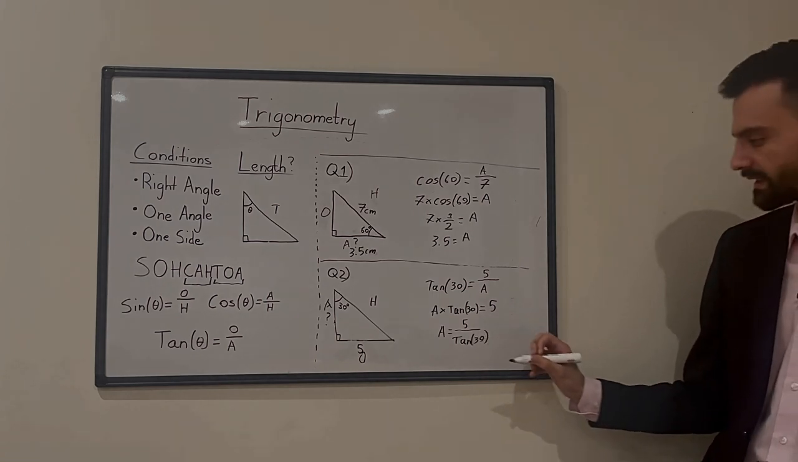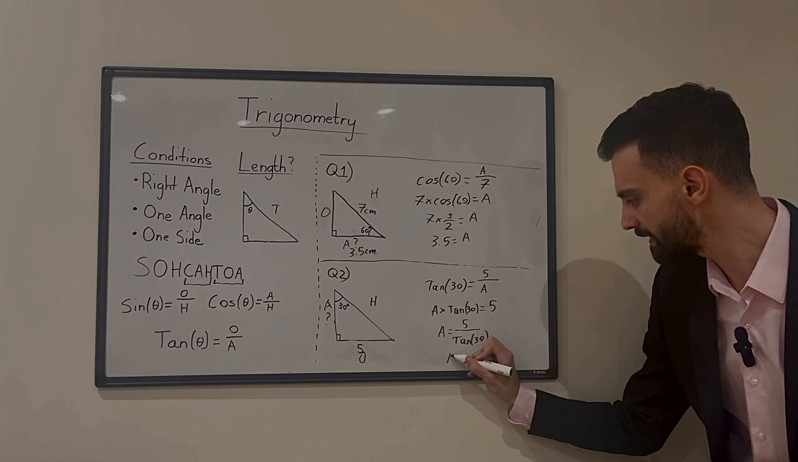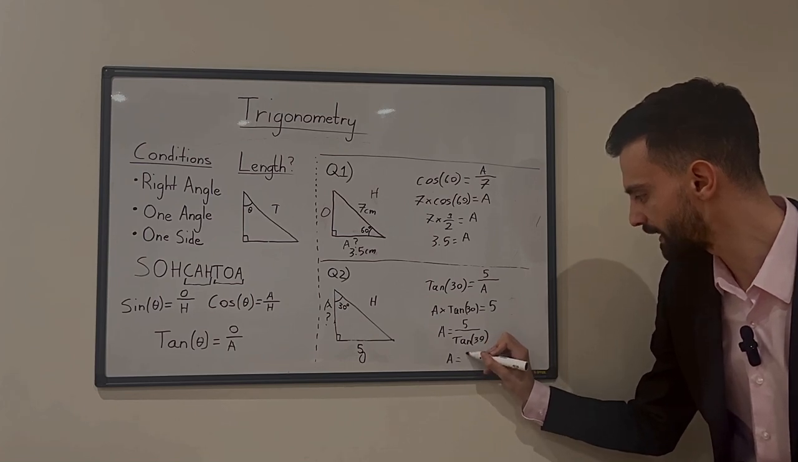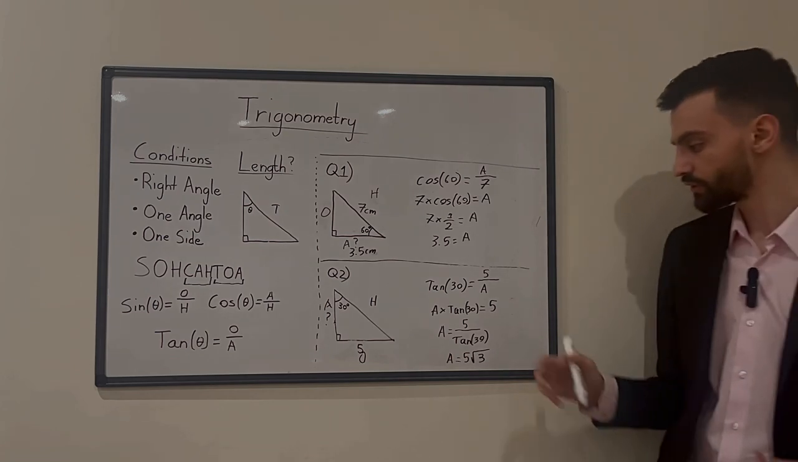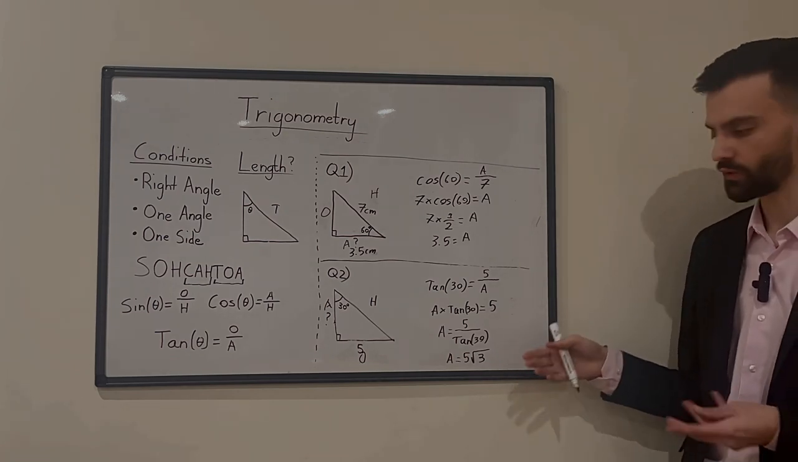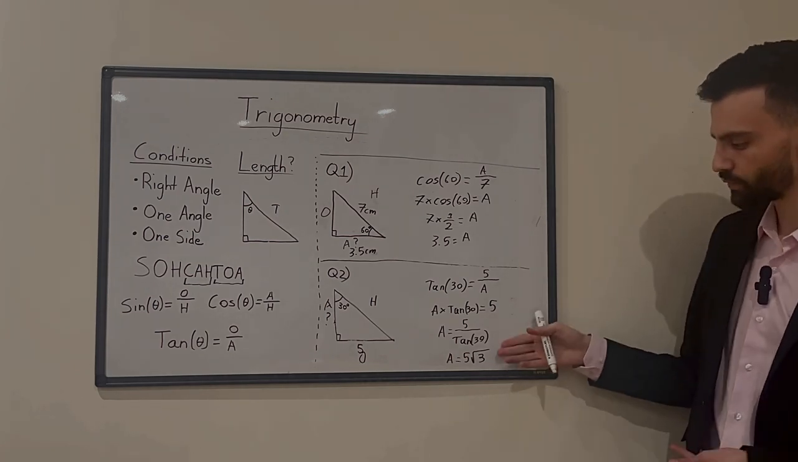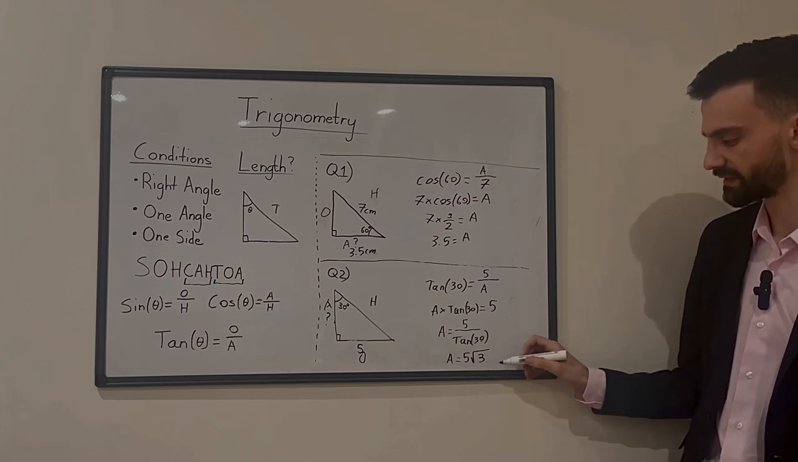I can put that into the calculator and I'm going to get A is equal to 5 square root 3. Now you could get a decimal number or a normal number for this, but it would be wise to just leave it in this third form.